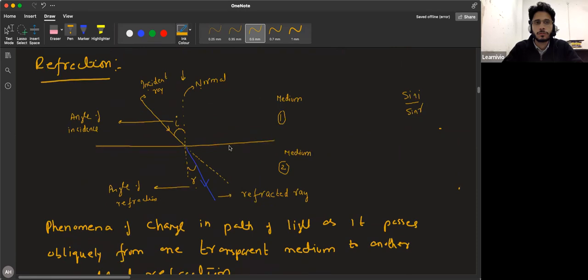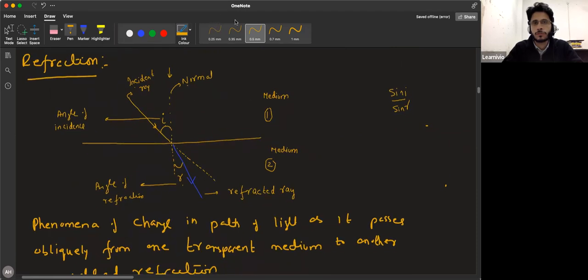So the ratio will change if we change the medium. Yes, if you change the medium, then this ratio will change. Because this ratio depends upon the refractive index, right? If you're changing the medium, that means you're changing the refractive index. So how this ratio will change depends on how you are changing the refractive index. If you are increasing the refractive index, then your R will increase. If you're decreasing the refractive index, then your R will decrease. So it depends upon the refractive index of the medium.